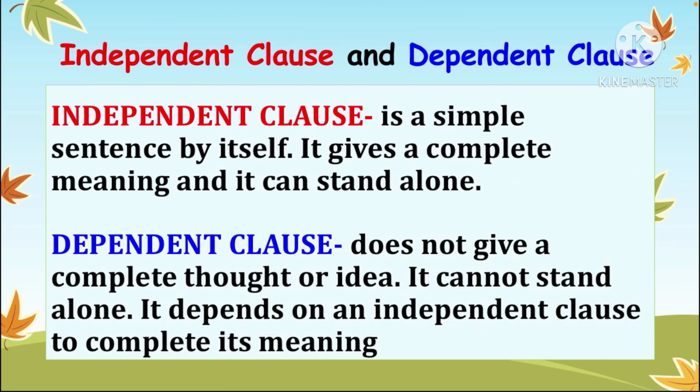When we say independent clause, it is a simple sentence by itself. It gives a complete meaning and it can stand alone. While the dependent clause does not give a complete thought or idea. It cannot stand alone, and it depends on an independent clause to complete its meaning.